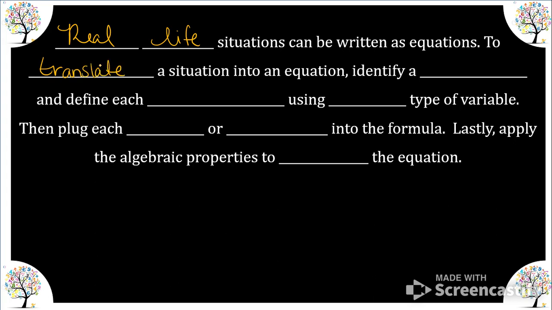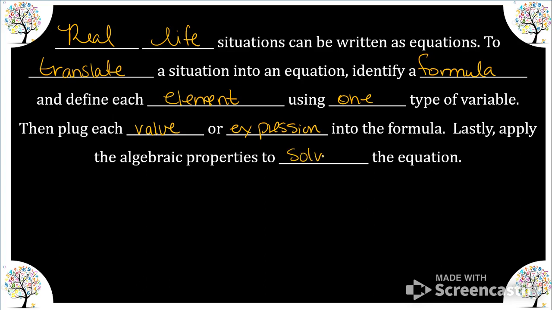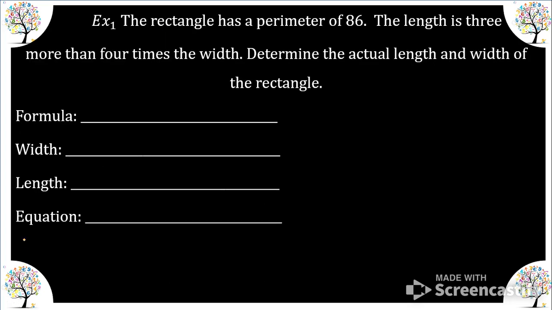To translate a situation into an equation, we're going to identify a formula and then define each element of the situation using one type of variable. Then once we establish an expression for each element, we're going to plug each value or expression into the formula to create our equation. And then lastly, we will apply the algebraic properties to solve the equation to answer the questions.